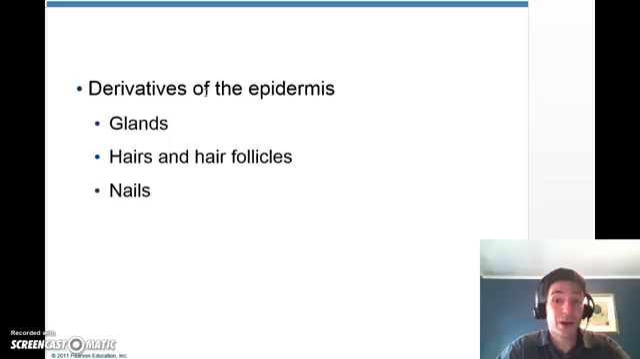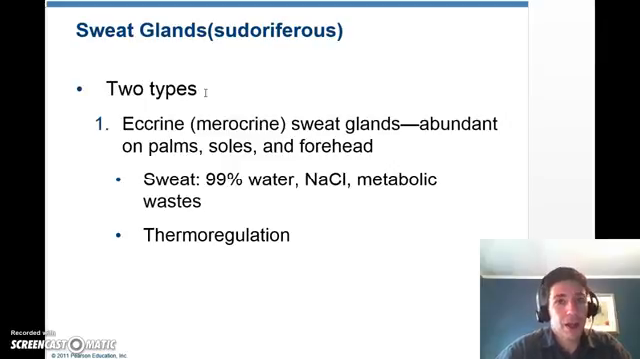So now we're still kind of down in the dermis, but we're talking about structures within the dermis that are derived from the epidermis. So this is where parts of what was on the surface grew down or invaginated into the dermis and developed into different structures. So first up is sweat glands. We're going to have two different kinds of sweat glands. The first is the eccrine sweat gland.